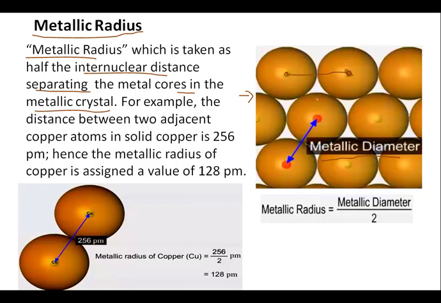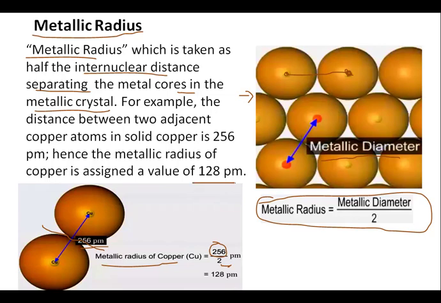Again, if we take these copper atoms into consideration, the metallic diameter for the copper atom comes out to be 256 picometer. From this we can calculate the metallic radius, and the metallic radius of copper in this case will be 256, that is the metallic diameter, divided by 2. So again it is half the internuclear distance separating the atom cores in the metal crystals, right? So metallic radius is metallic diameter divided by 2. So the example is copper, which has a metallic radius of 128 picometer.